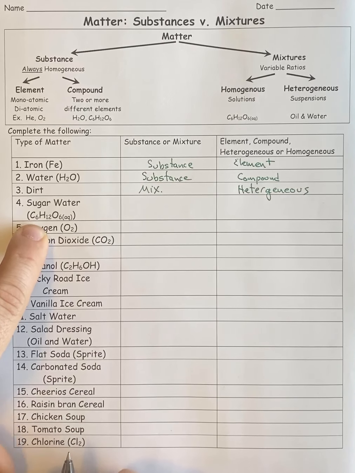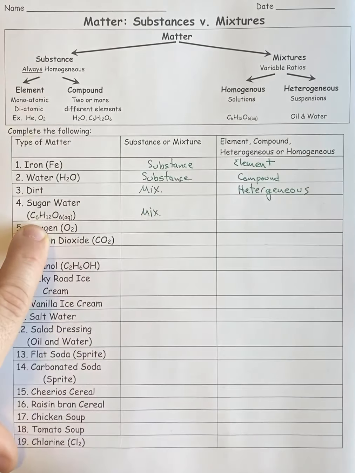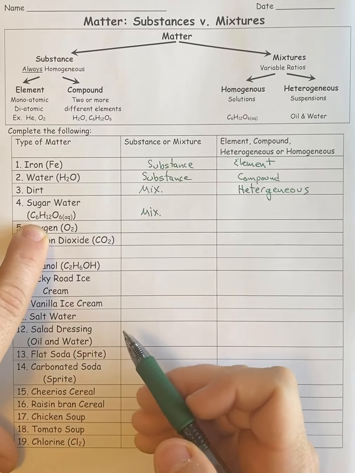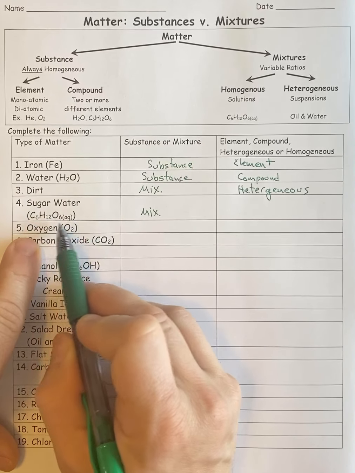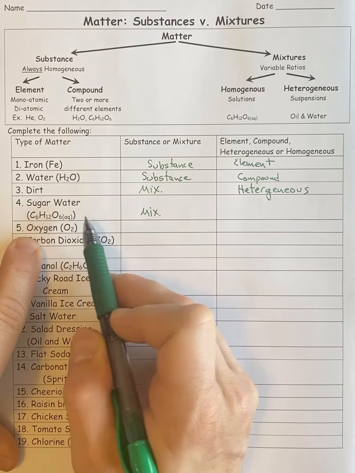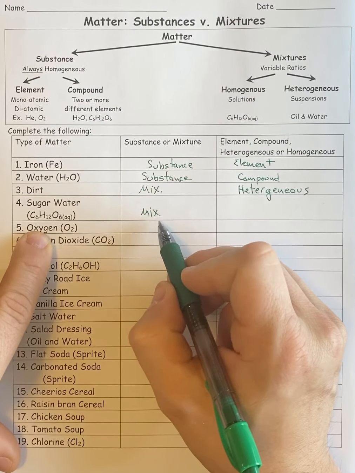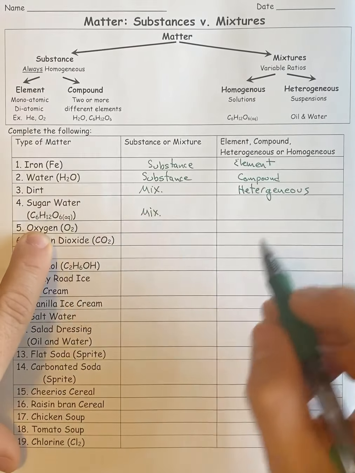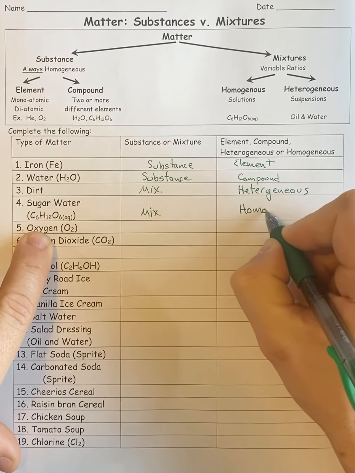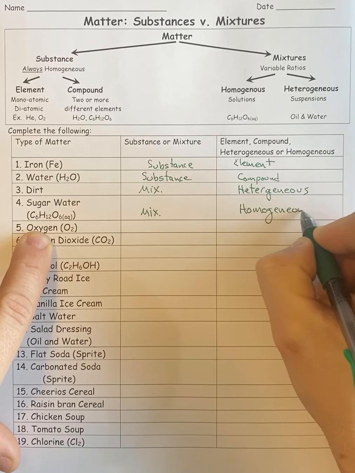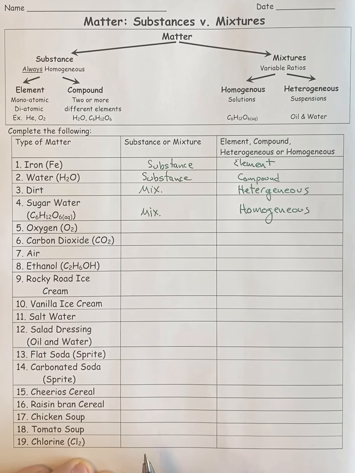Sugar water. Well, sugar water is a mixture because it's sugar and water, hence the term. Be aware, they can show it to you this way, word-wise, or they can just give you the formula and expect you to know that that means sugar water. That's why you need to know how to do those things or what those mean. So it's a mixture. And if I looked at it, I couldn't see the different parts, so it's going to be homogeneous.